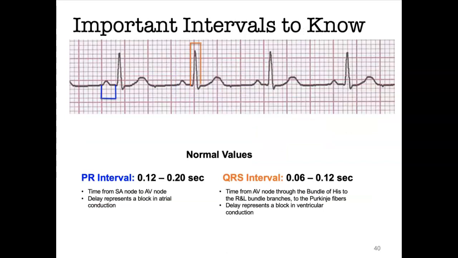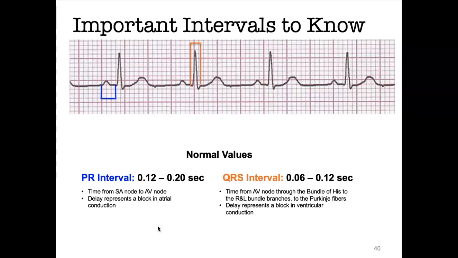These are two intervals that are really important to know. The PR interval is from the beginning of the P wave to the beginning of the QRS. To figure out the distance, you count the number of little boxes between the beginning of the P wave and the beginning of the QRS. In the above example, there are 3 little boxes. So 3 times 0.04 equals 0.12 seconds. And this is within the normal range of 0.12 to 0.20 seconds for the PR interval.